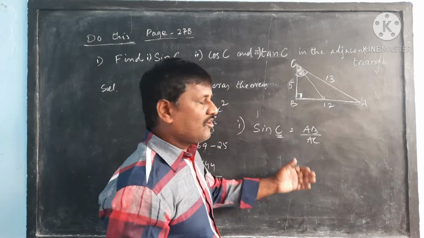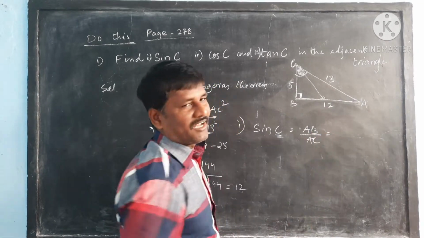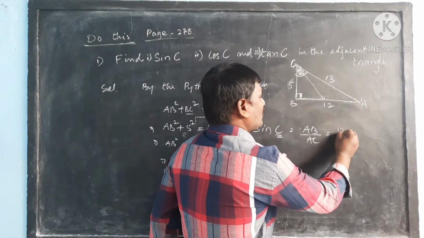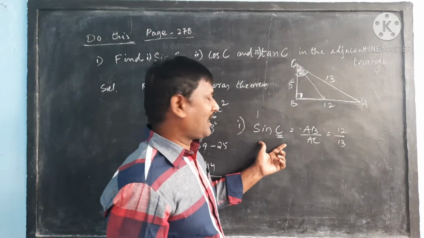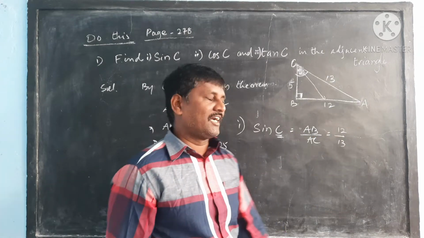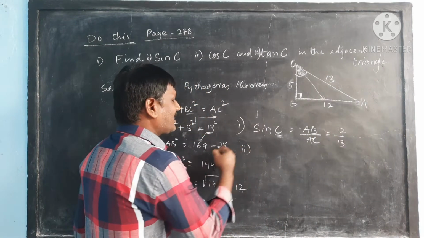Now you have to substitute the values of AB and AC. AB is equal to 12 and AC is given as 13. Then the value of sin C is equal to 12 by 13. And you can solve the second one similarly.